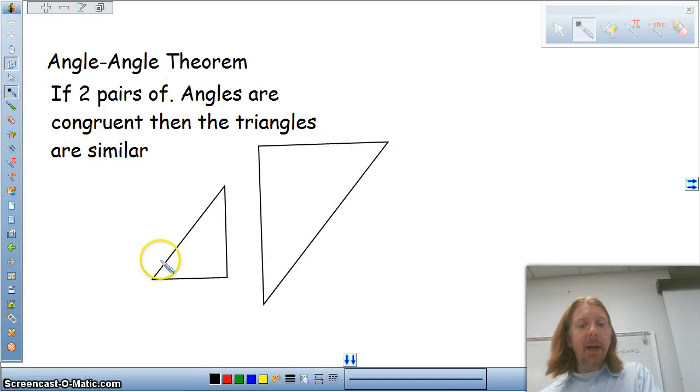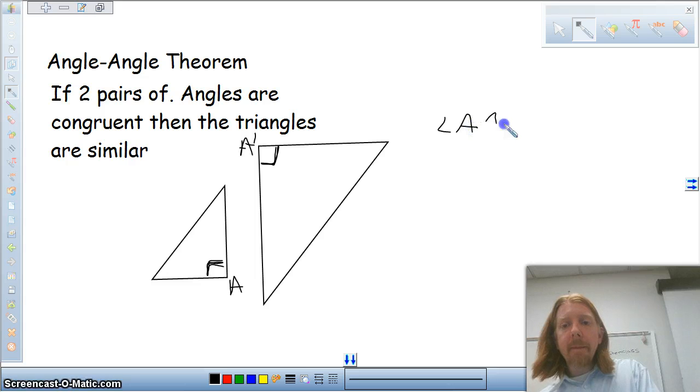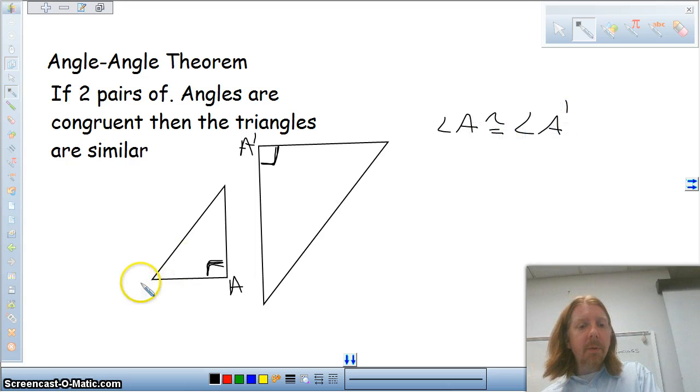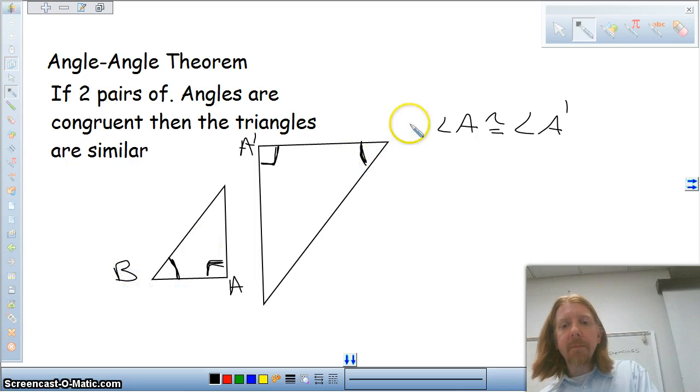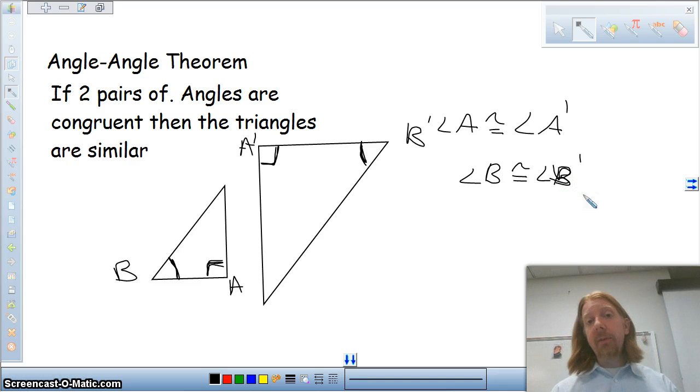For this theorem to apply, I would need to show that we have one pair of angles congruent. So that would imply that A and A prime are congruent. And I would need to show that a second angle is congruent. So angle B is congruent to angle B prime. If that's the case, then I can conclude these two triangles are going to be similar. That also means they're going to be proportional. It also means that all the ideas about similar figures can be mapped between them.